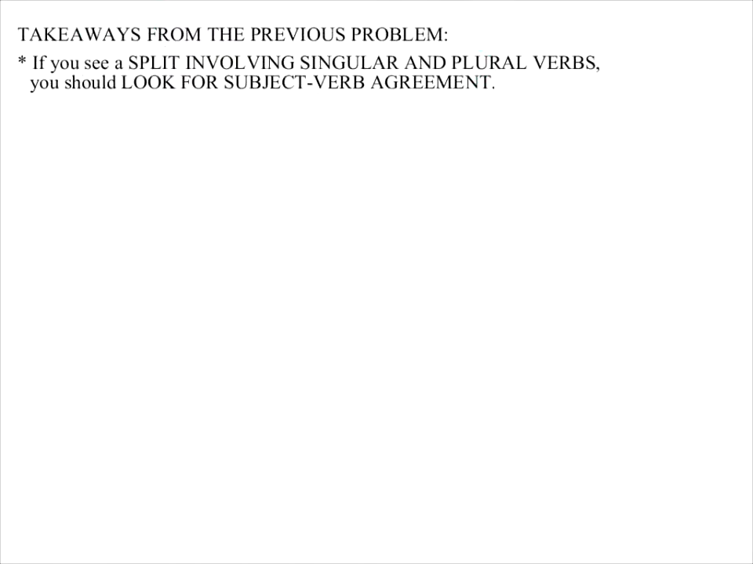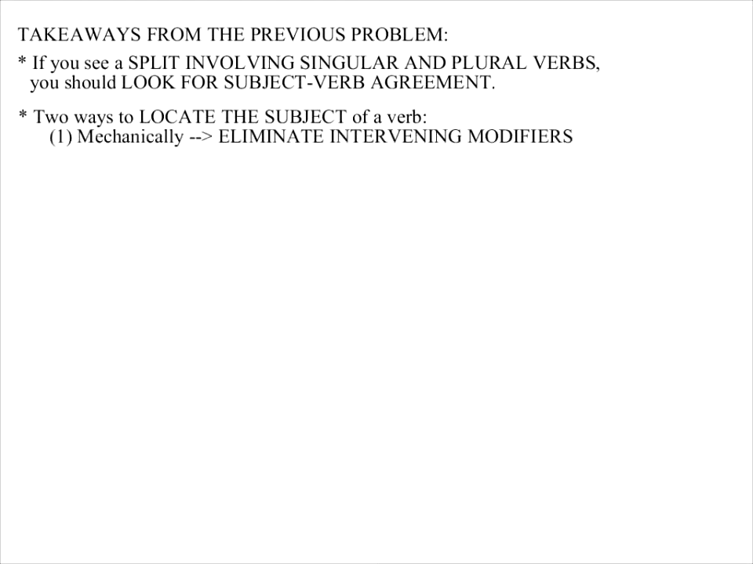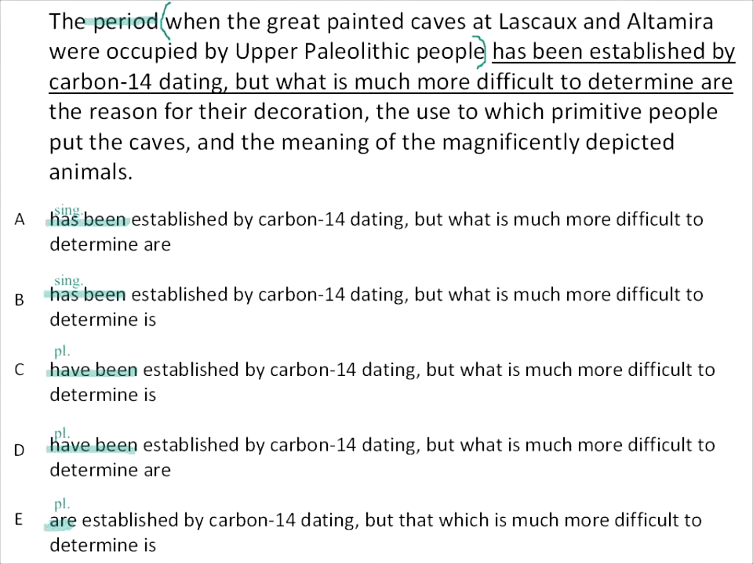So another important takeaway here is this. There are two ways to find subject-verb agreement, two ways to locate the subject of a verb. The first is mechanically, which is probably how most of you are doing this. You eliminate intervening modifiers. So that's what we did here. All this stuff that's indicated in blue is an intervening modifier. So the idea is that we can just kill it. This doesn't matter because it's just a modifier.